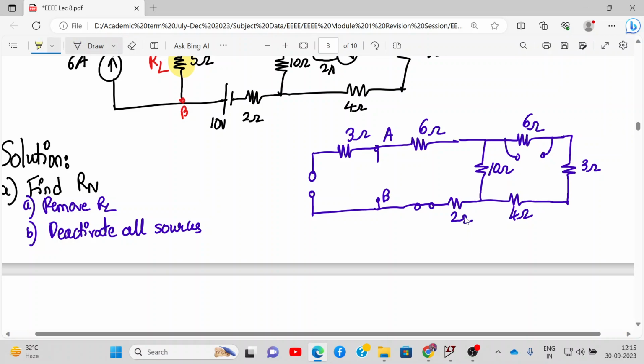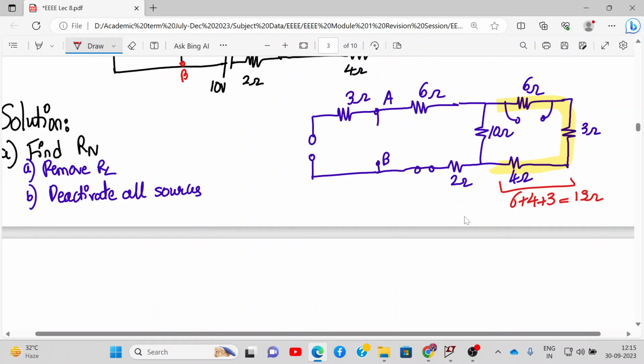If you look carefully, these three resistances are connected in series. So let's connect all of them together. This will be 6 plus 4 plus 3, that will be 13 ohms. Now this 13 ohms and this 10 ohms are connected in parallel, but let's do it in the next step.